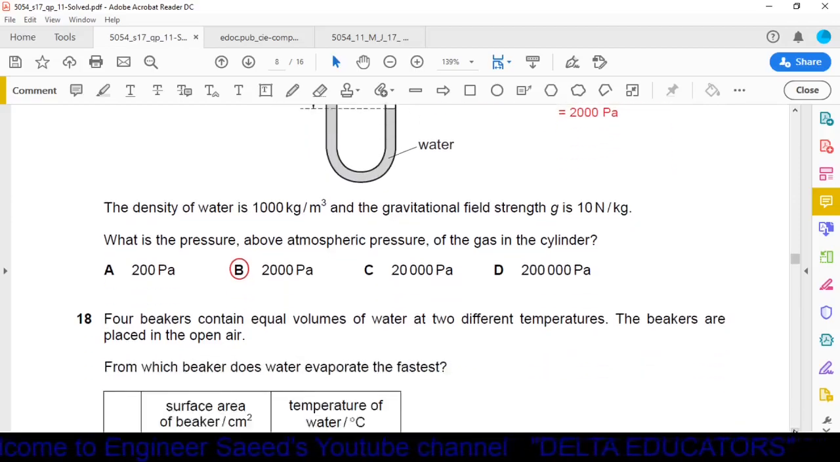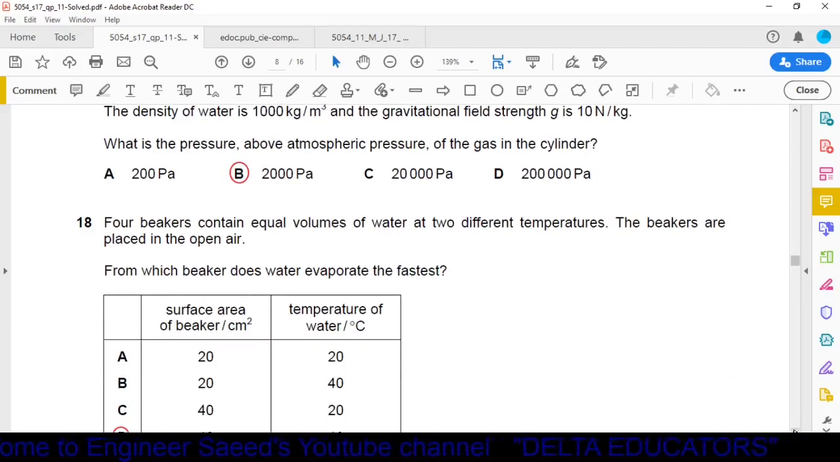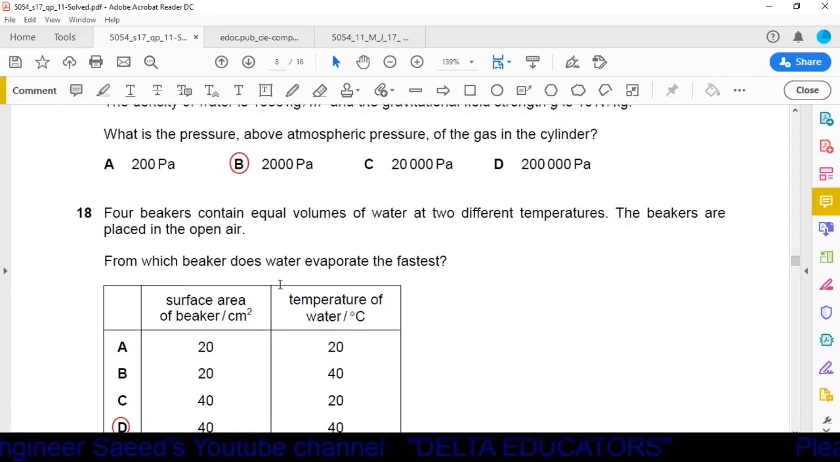Now question number 18. 4 beakers contain equal volume of water at two different temperatures. The beakers are placed in the open air. From which beaker does the water evaporate the fastest? Okay, here we have two columns. In one column it is given surface area, in the second column it is given temperature.